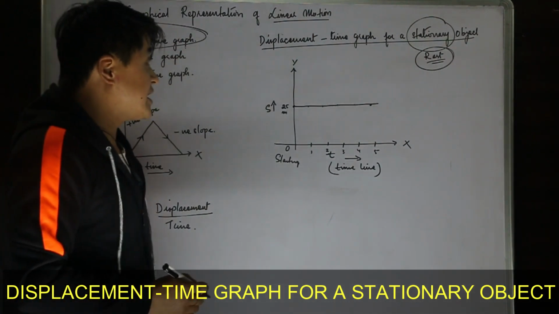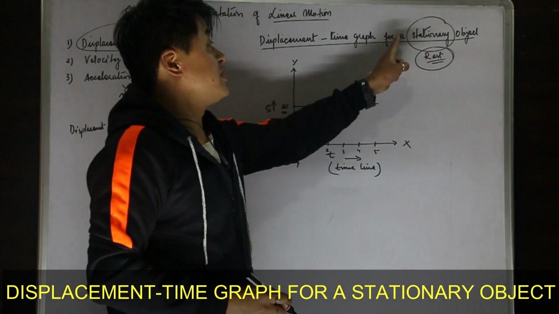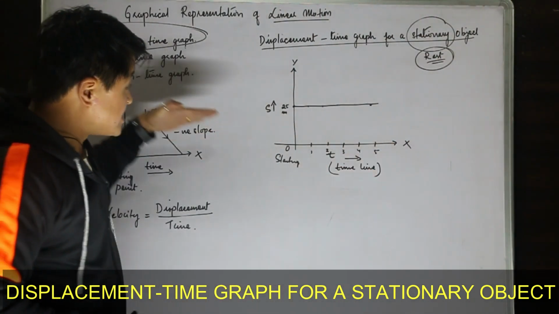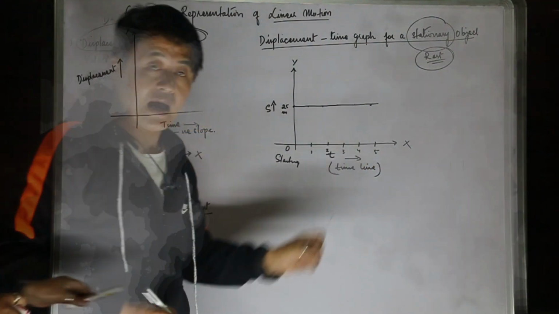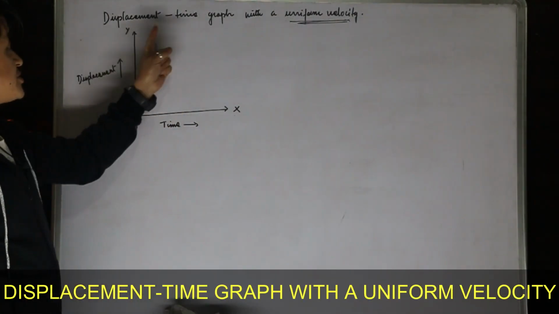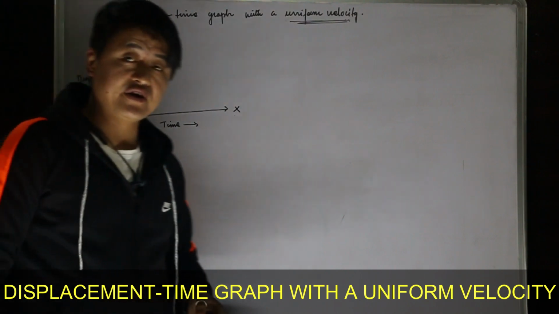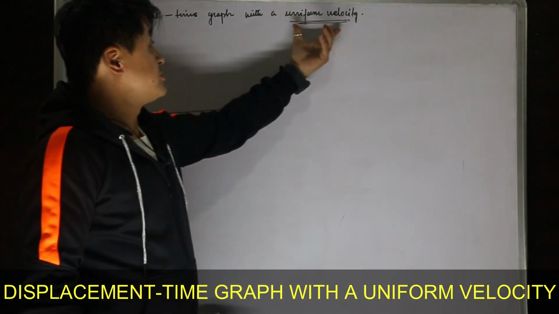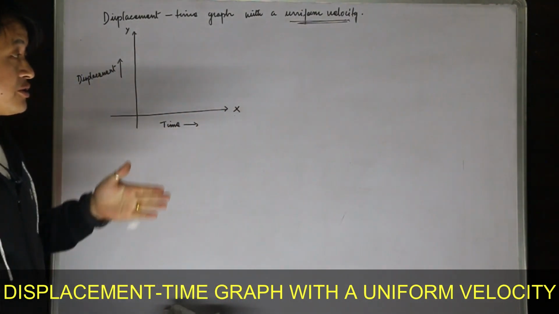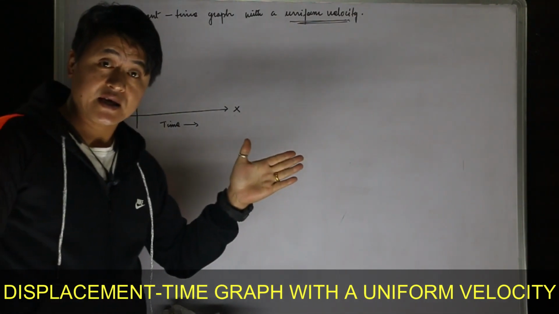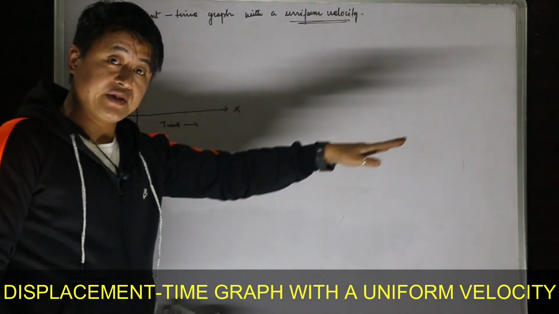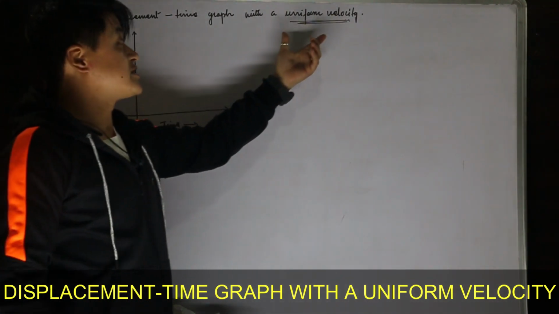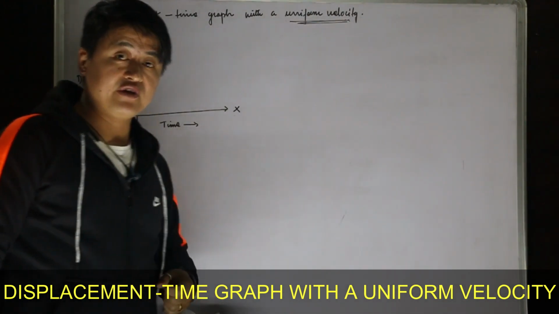So then we can say that the displacement time graph of a stationary object is a straight line parallel to the time axis. Next we'll do the displacement time graph with a uniform velocity. So we know the term uniform velocity: when the body covers equal distance in equal intervals of time in a particular direction, then the velocity of the body is said to be uniform.